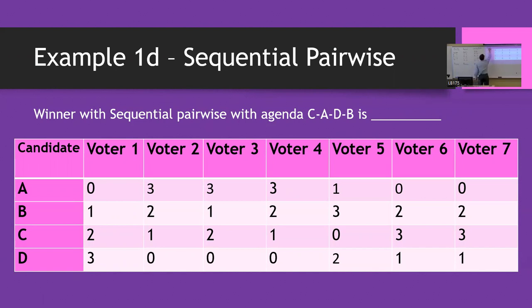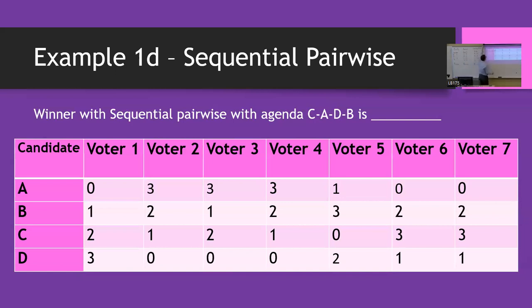All right, let's go for sequential pairwise. And this says use the agenda C A D B. So C versus A. Let's do that. C gets voter 1. A gets voter 2. A gets voter 3. A gets voter 4. A gets voter 5. C gets voter 6 and 7. So that's a 4-3 win by A. Right? So C A D B.